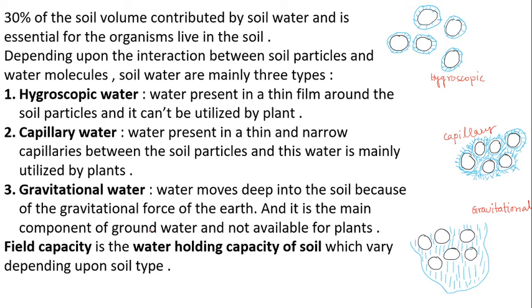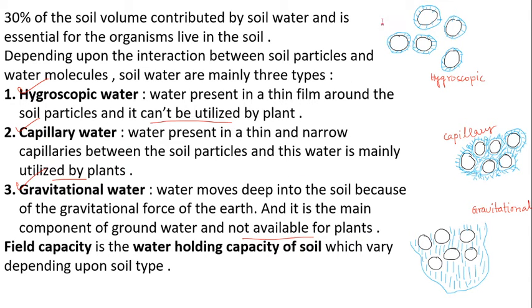Now the soil water. 30% of the soil volume is occupied by soil water, and it is essential for any organism to live. Depending upon the interactions between soil particles and the water molecules, soil water is mainly of three types. These are hygroscopic water, capillary water and gravitational water. Hygroscopic water and gravitational water can't be utilized, or are not available, for plants. Only capillary water can be utilized by plants.